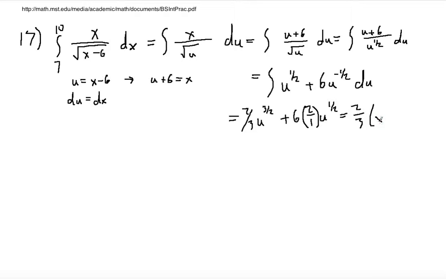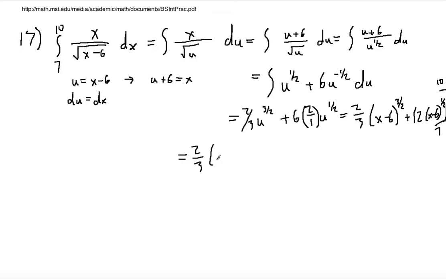So we had 2/3 times x minus 6 to the 3/2 power plus 12 times x minus 6 to the 1/2 power. And I don't really have room, but I'm going to make sure I put my bounds back in. So I'm going to take the upper bound, plug that in first. Always the upper bound subtracting the lower bound.